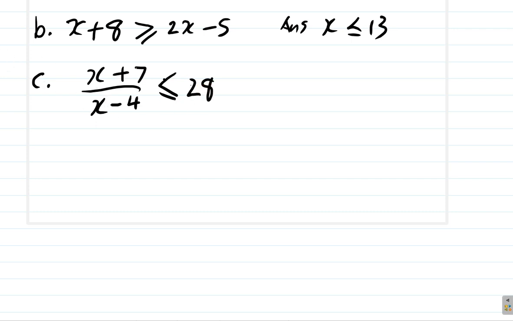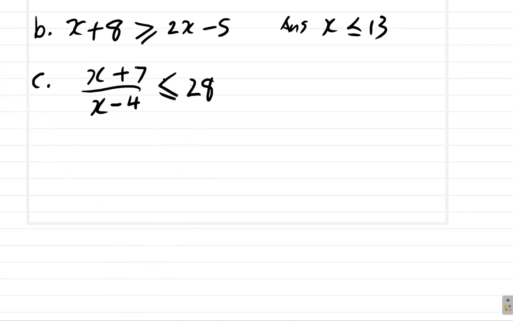If this was an equation, like x plus 7 over x minus 4 is equal to 28, we just multiply both sides by x minus 4, right? And we'll be on our way. But the thing is this: with an inequality, if you multiply by a positive, you keep the sign. The less than or equal to remains less than or equal to. But if you multiply by a negative, you would have to change the less than or equal to a greater than or equal to.